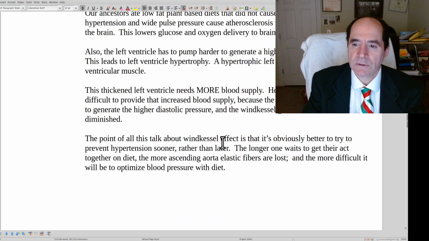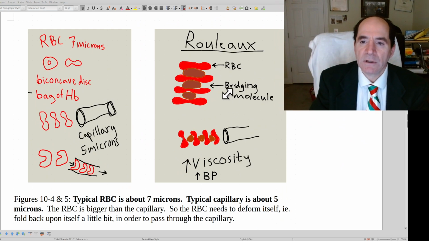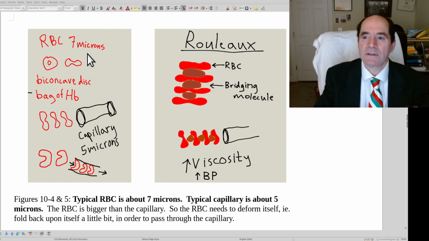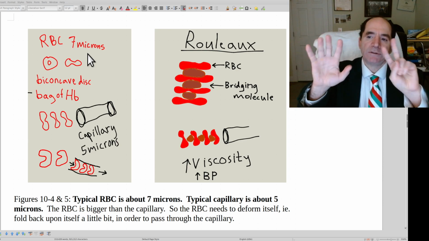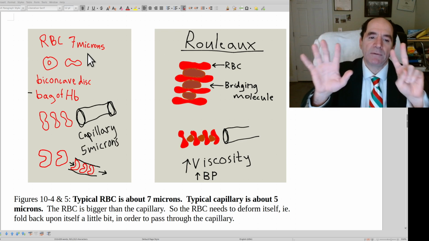Okay, let's see what's next. All right, now here's an important picture. The idea of red blood cells and their diameter. So a red blood cell is typically about 7 microns. You need to know that number. That's going to come up a lot and it's really helpful. So RBC is about 7 microns.